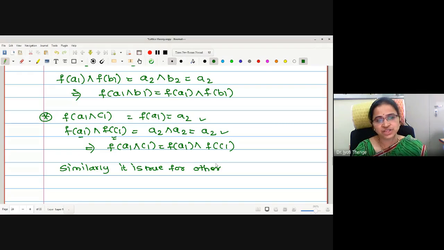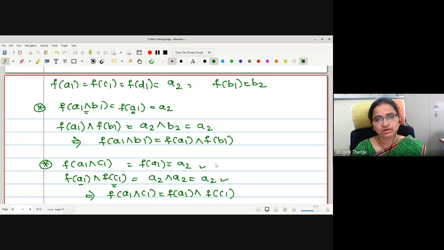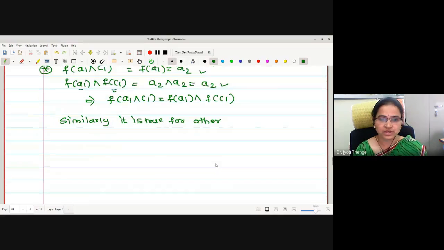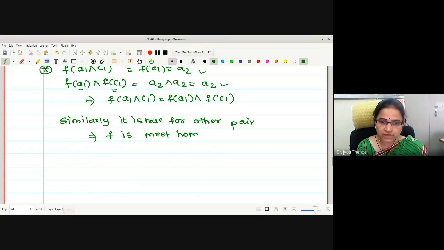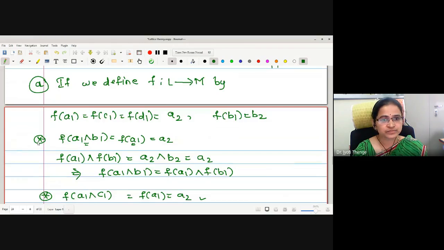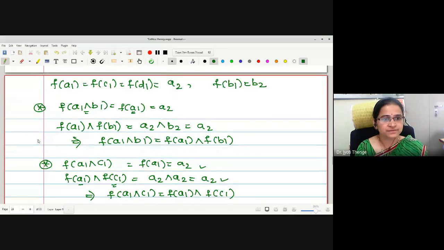Or should we check for A1 D1 also? You can check it, no doubt. Okay, similarly, it is true for other pairs. Therefore, may I write F is meet homomorphism. F is meet homomorphism. First, we have checked it is meet homomorphism.